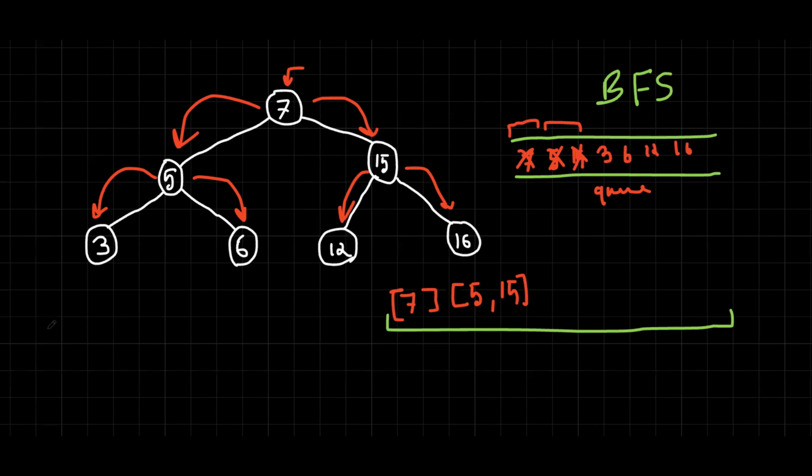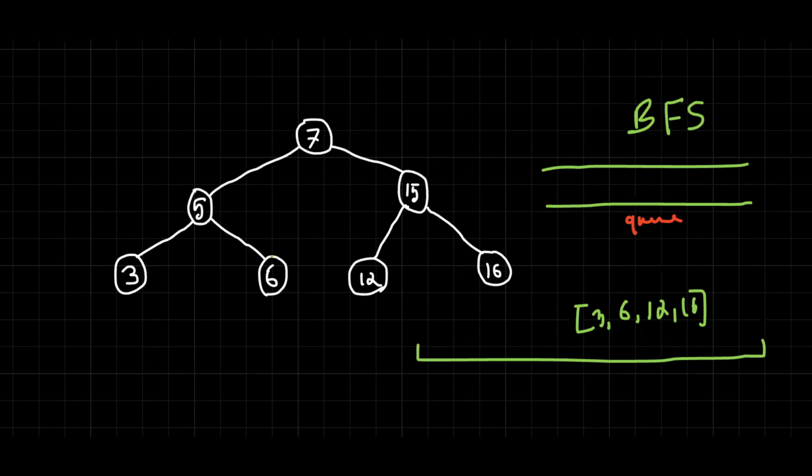Now what is the front element of the queue? It is 3. So we have to remove it and add 3 to a vector. Now what is the front element of the queue? It is 6. So we have to remove it and add it to a vector. Similarly, we have to add 12 and 16 as well, and we will remove both of them. Now, none of the nodes 3, 6, 12 and 16 has left or right children, so we don't have to add anything into the queue. So our iteration is over. Now our deepest level is 3, 6, 12 and 16.